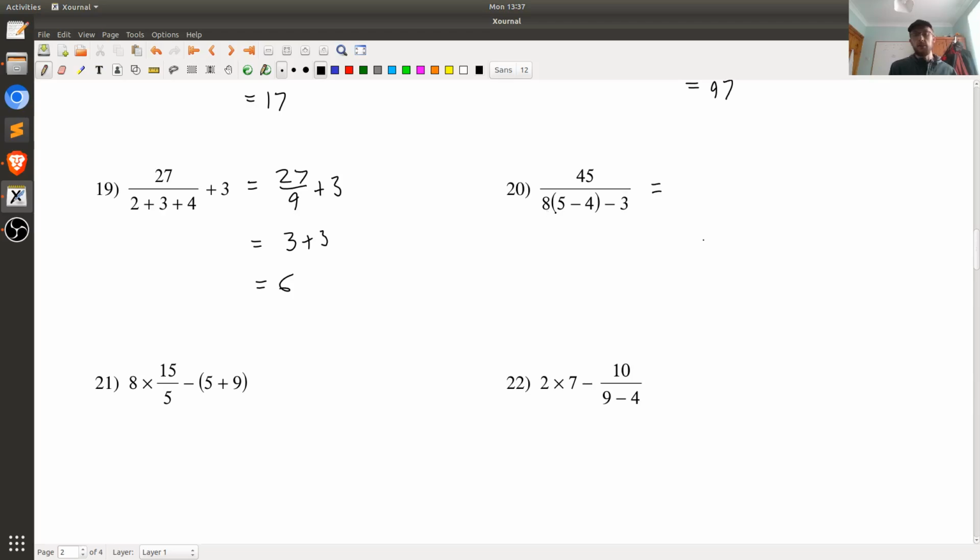Handling the brackets here on the bottom, 5 take 4 is 1. And then this means 8 times 1, which is 8. So it becomes 45 over 8 take 3, which is 45 over 5, which is 9.